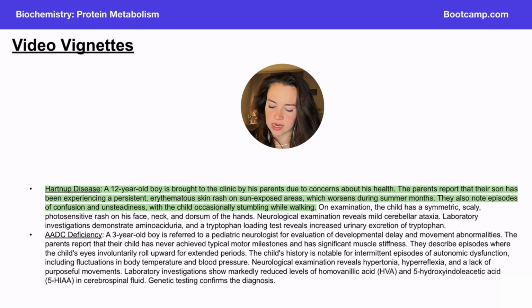All right, physical exam. The child has a symmetric, scaly, photosensitive rash on his face, neck, and dorsum of the hands.